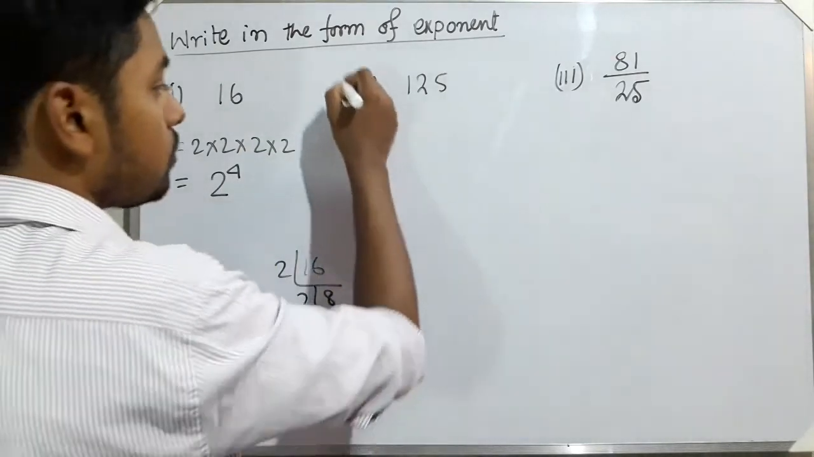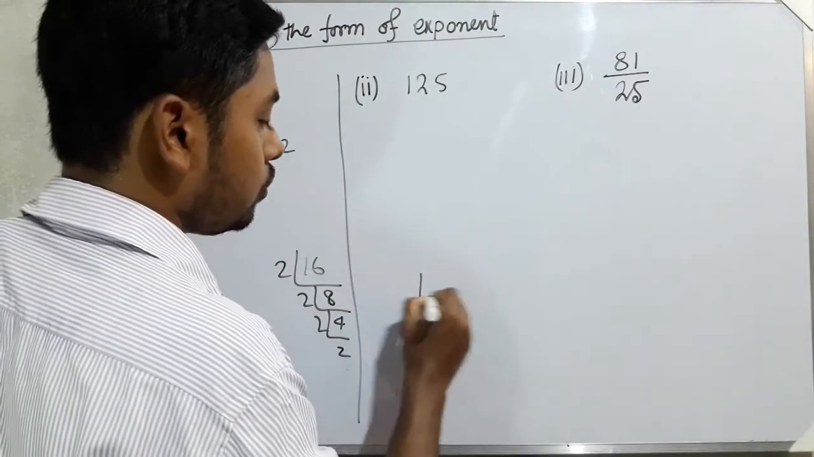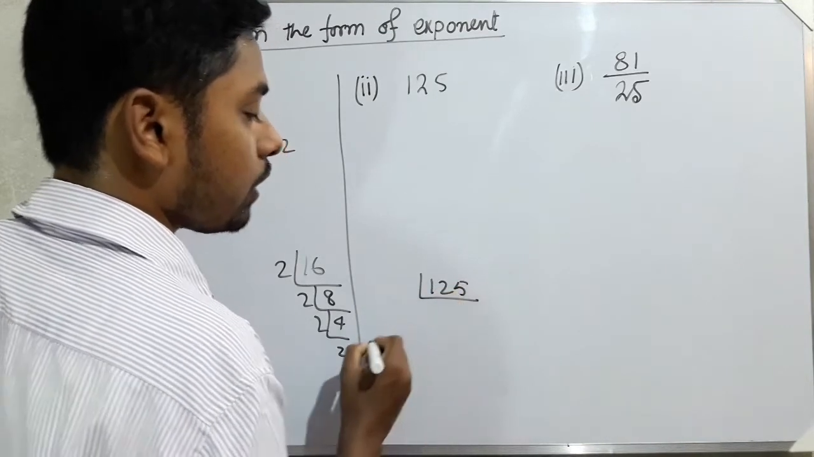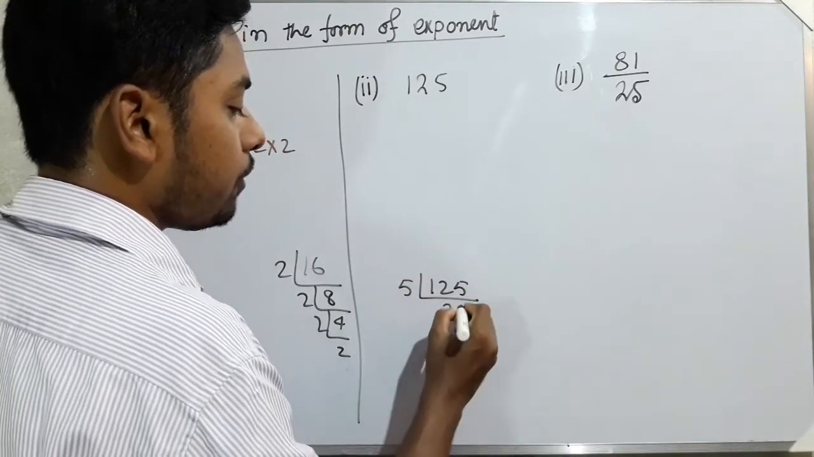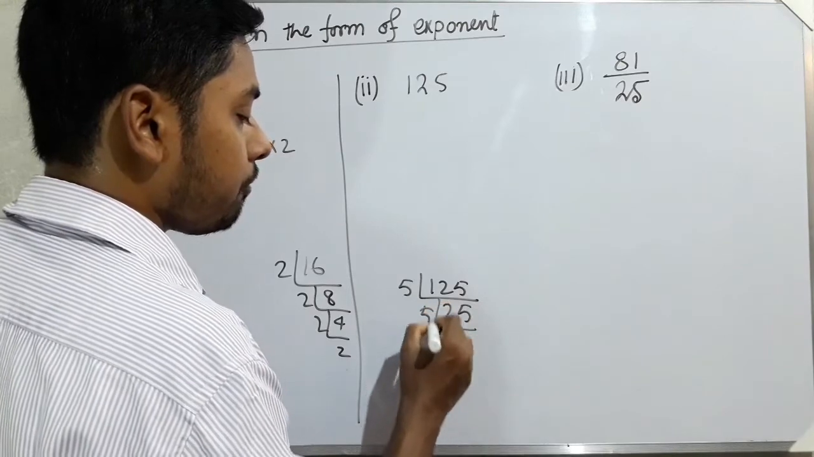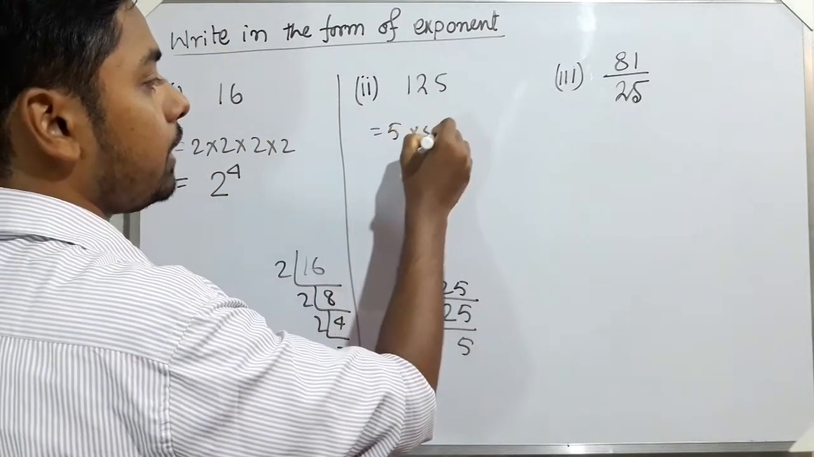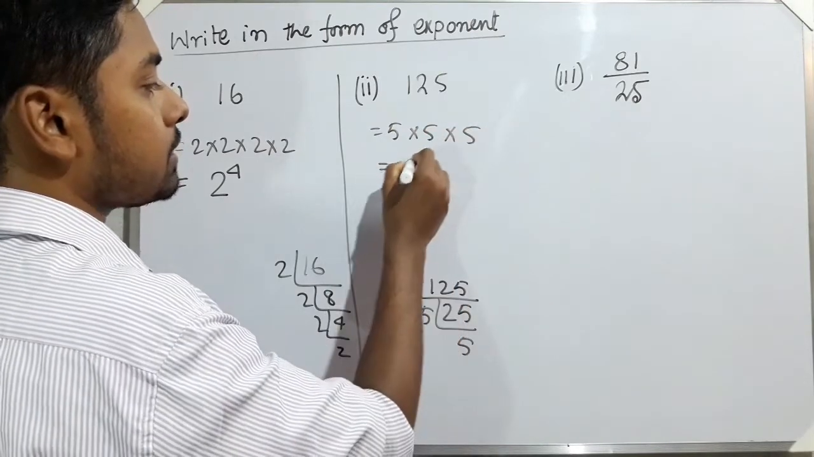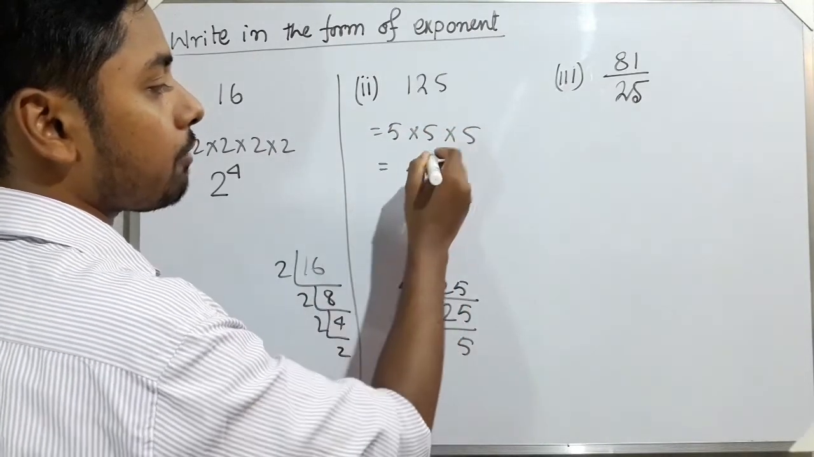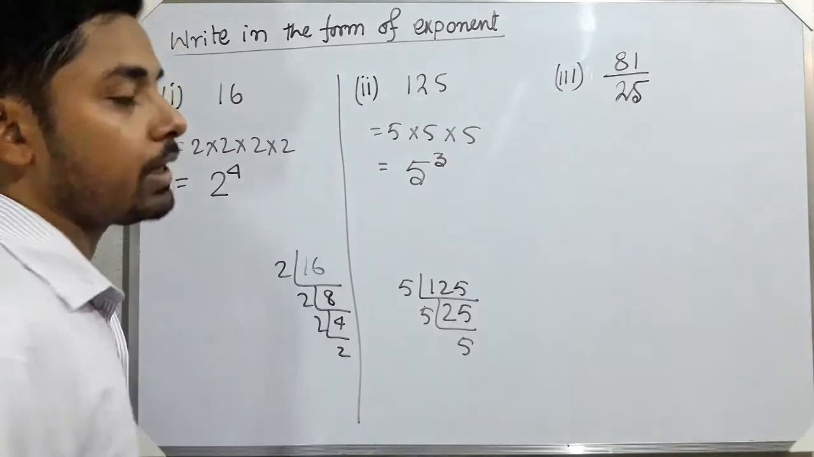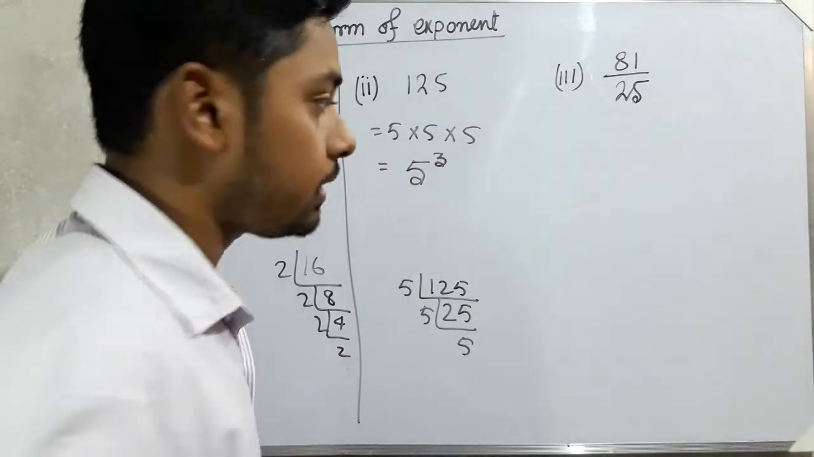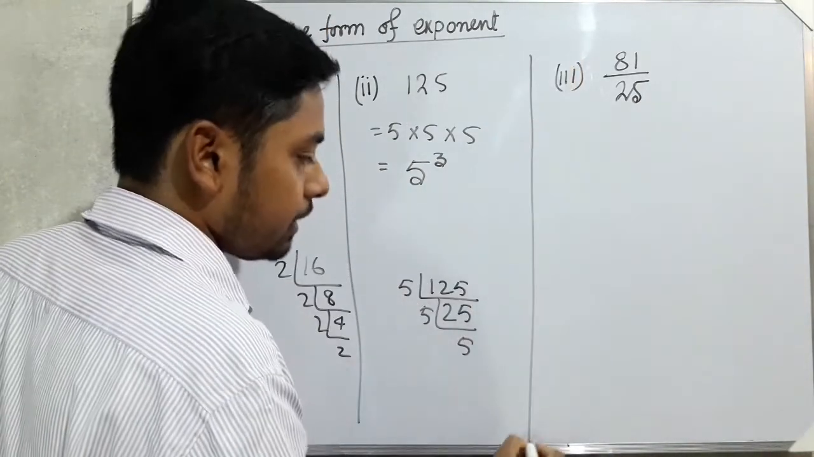Clear? Suppose 125. Do the prime factorization of 125. 5 times 2 is 10, 5 times 5 is 25, 5 times 25 is 125. So it equals 5 into 5 into 5. That means we are multiplying 5 three times, so 5 to the power 3. Clear?